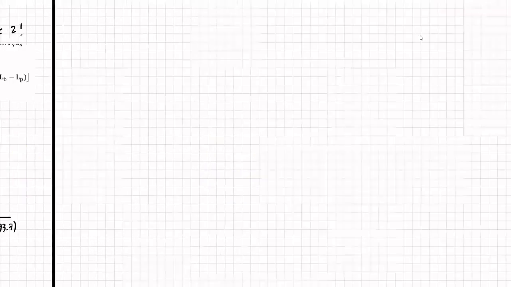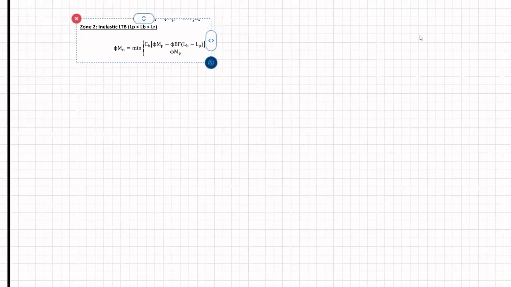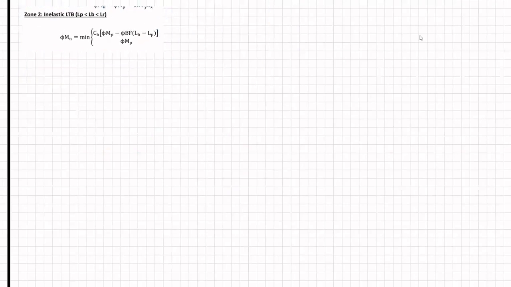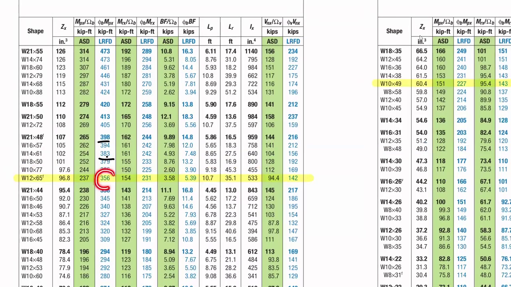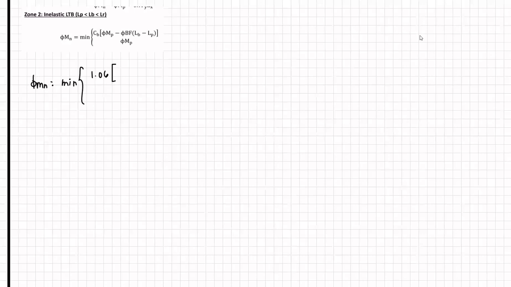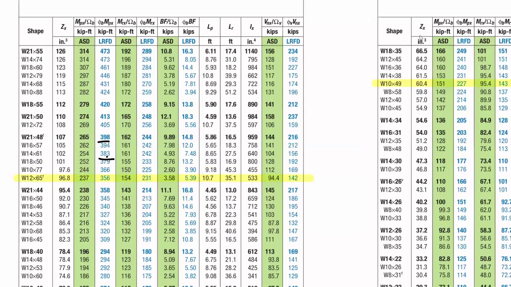Then, for our next page, use lang natin yung table na lang. So, kailangan natin si Vmp. So, Vmn is equals to minimum between 1.06, then Vmp. So, kunin natin dito sa 3-2. Vmp natin is 356, tsaka BF 5.39. So that is 356 minus 5.39. Keep.